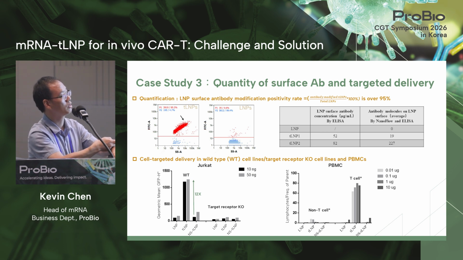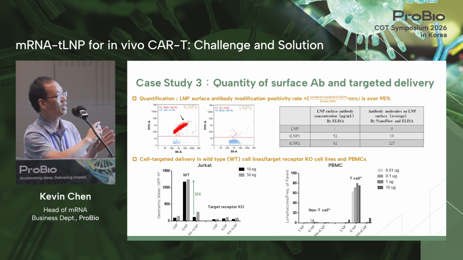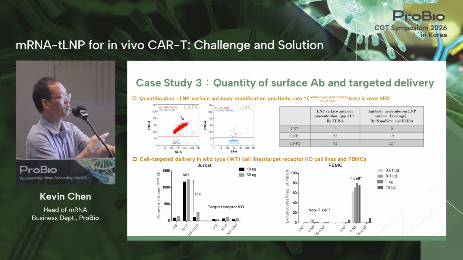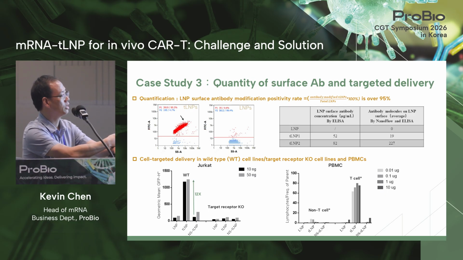And we can also use ELISA or nanoflow cytometry to measure the antibody concentration. This is the whole antibody concentration in the TLNP samples. And we can also use the nanoflow to measure the average number of antibody on the LNP. So we can use different methods to characterize the quantity of the antibody conjugated to the TLNP. And after this, we also use the cell assay to validate the TLNP delivery capabilities.